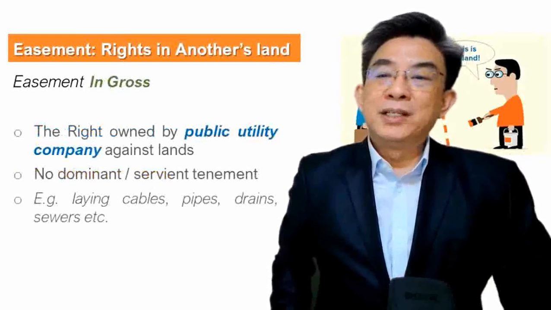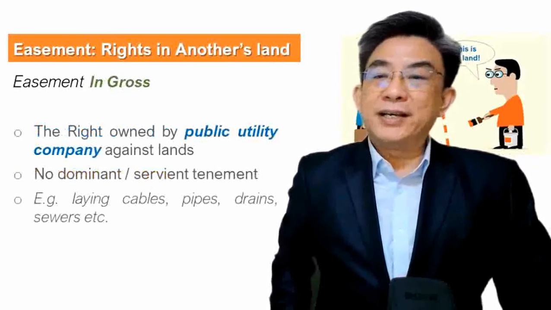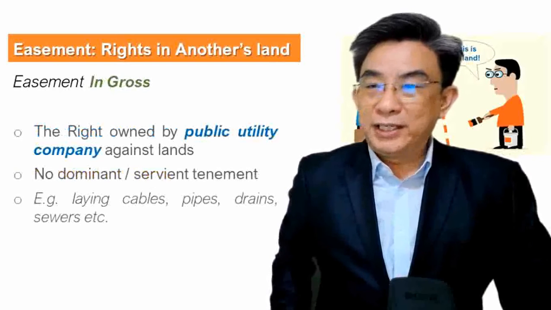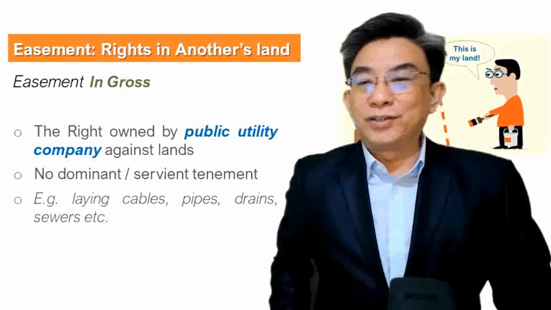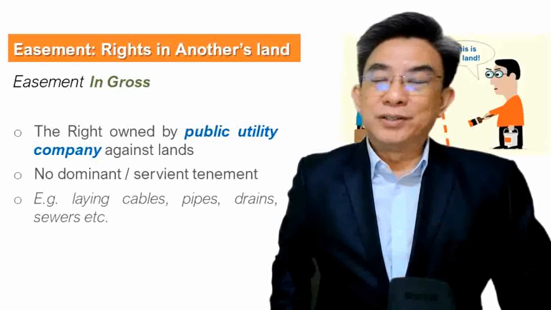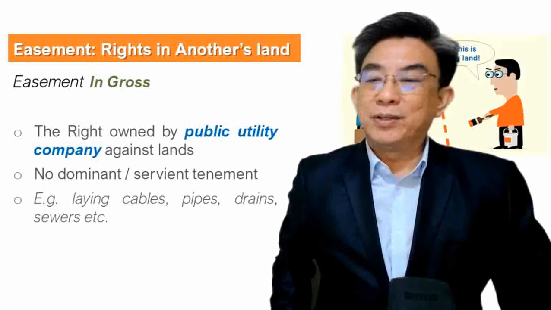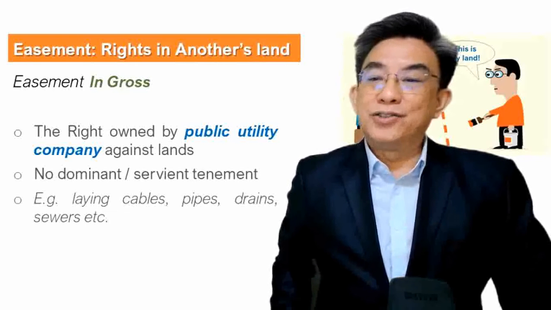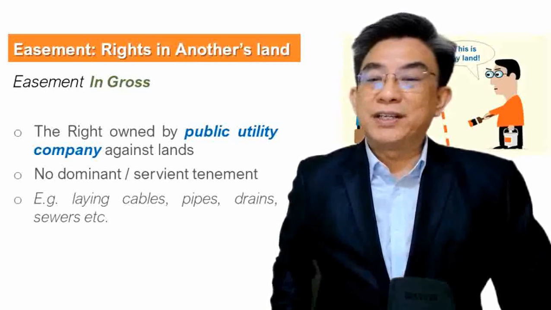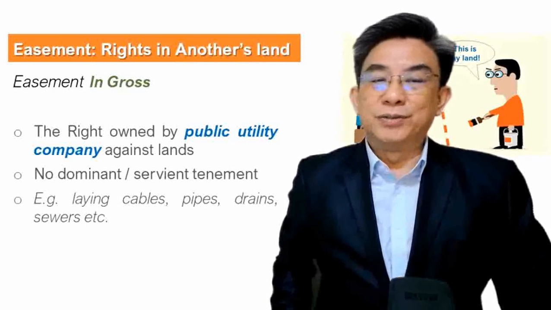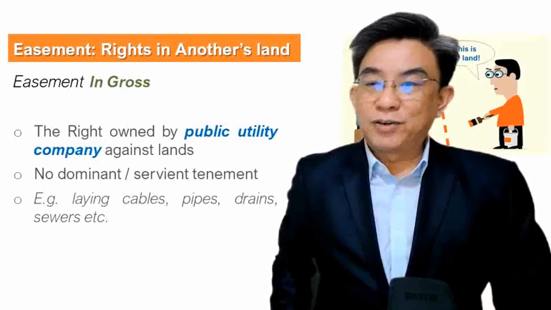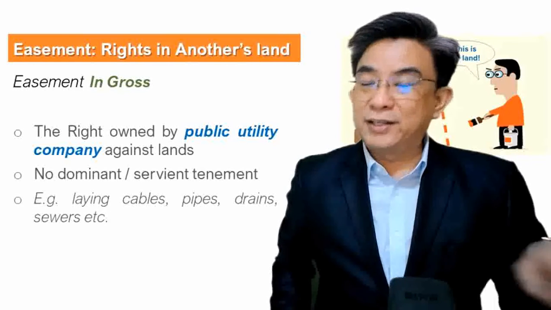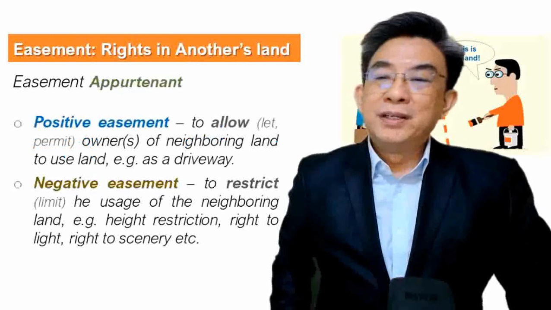Now, easement in gross, like I said, is the right owned by public utility companies against land. So there's no dominant or servient tenement. This is for the public utility company to come and lay pipes, cable, drains, sewerage for servicing. Sometimes they will have to do work that may encroach on your land, but they have the right to lay the pipes underneath your land.